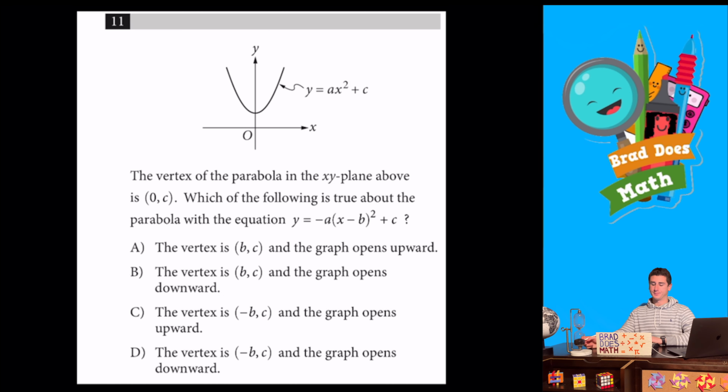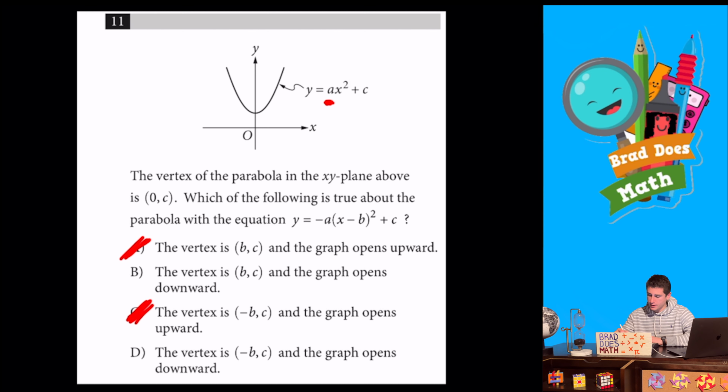Okay, parabola. The vertex of this parabola is 0, comma c, not too important. Which of the following is true about the parabola with the equation negative a, and then this guy? This coefficient on the x squared right here tells us whether the parabola opens up or down. We see a is positive, so the parabola opens upward. We see here a is negative, so that parabola that they're asking us about should open downward. So we can eliminate a and c.